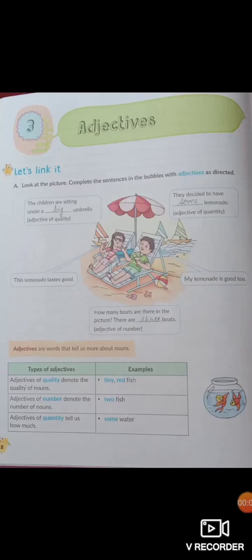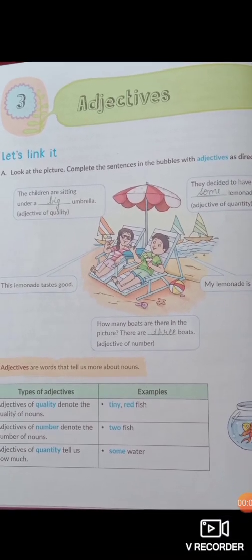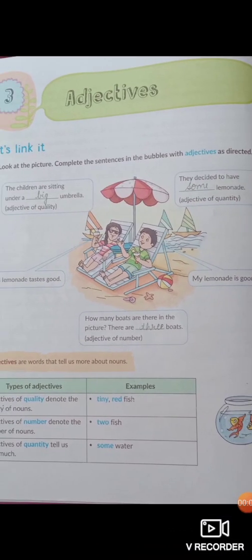Now let us start with chapter number 3, adjectives. First question, let's link it. A. Look at the picture and complete the sentences in the bubbles with adjectives as directed. First sentence you have to fill with adjective of quality. The children are sitting under a big umbrella.